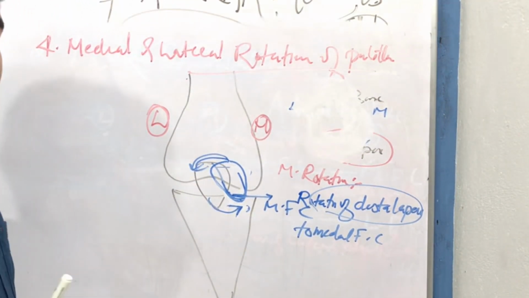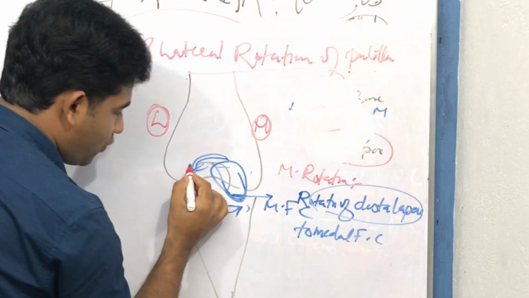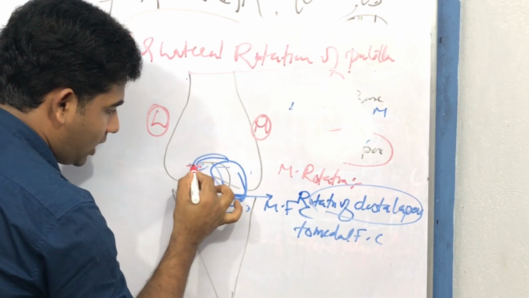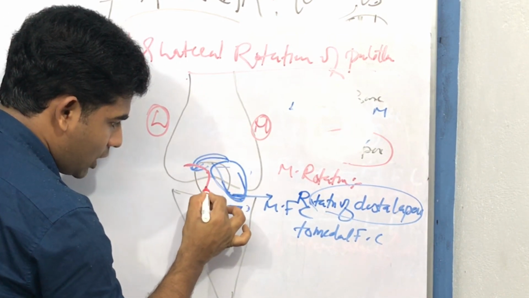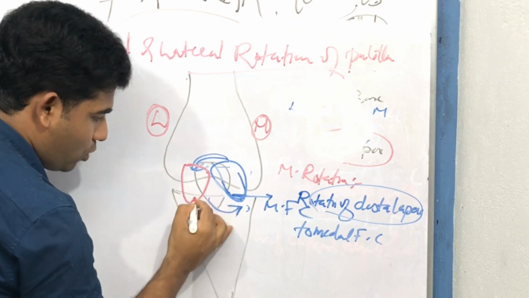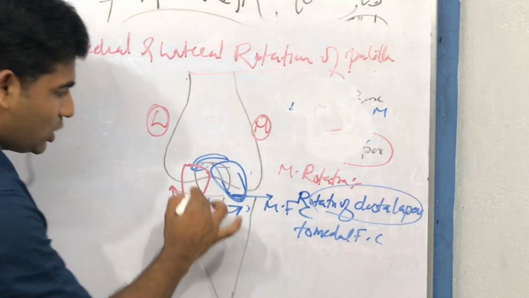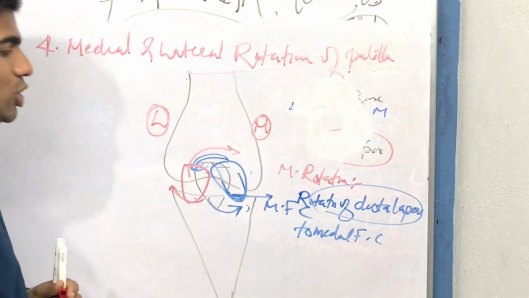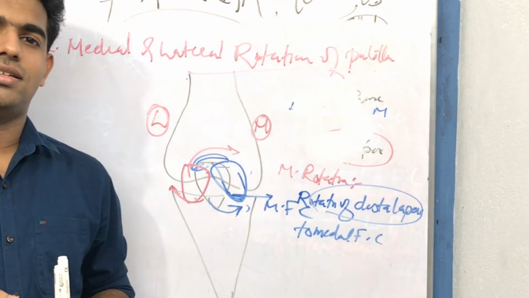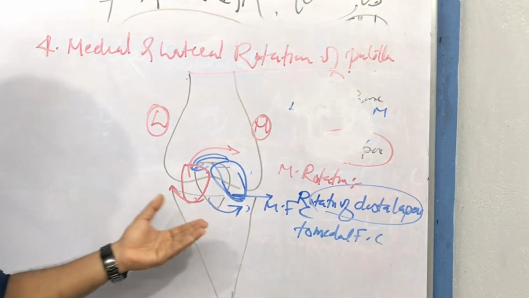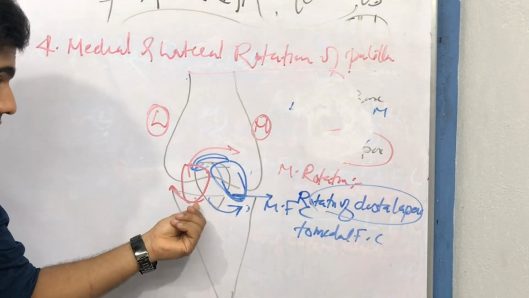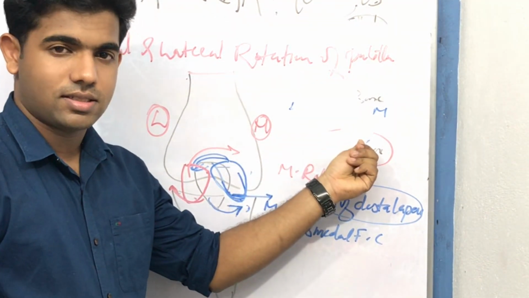Now let us see what can be the lateral rotation. It is very simple. In lateral rotation, your apex will move close to the lateral femoral condyle, whereas your base will move close to the medial femoral condyle, right? That is, in lateral rotation, the reference point is your apex, okay?